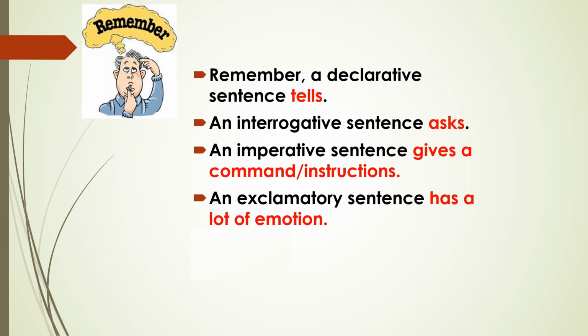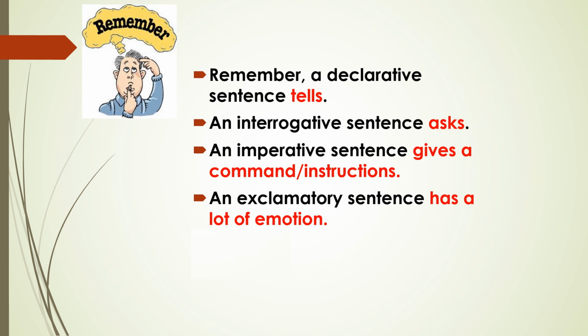Now, to sum up what we have seen, and to remember the different kinds of sentences according to use. For the first kind, declarative sentence, we should remember that a declarative sentence tells. It means when I use a declarative sentence, I'm telling something. I'm giving you information. I'm telling you something new, or I'm telling you something that is a fact.